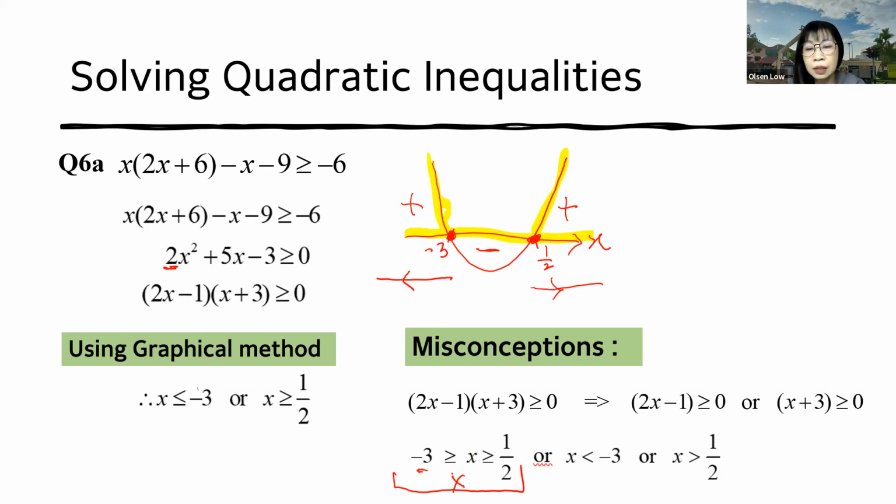Then there is another common answer that we see, where students tend to write down the range as less than -3 and greater than a half, whereby the original inequality sign is supposed to be greater than or equal to. So there is an equal sign included. This is the common misconception. So when you write down the final answer, you will need to take note of what the given inequality is.